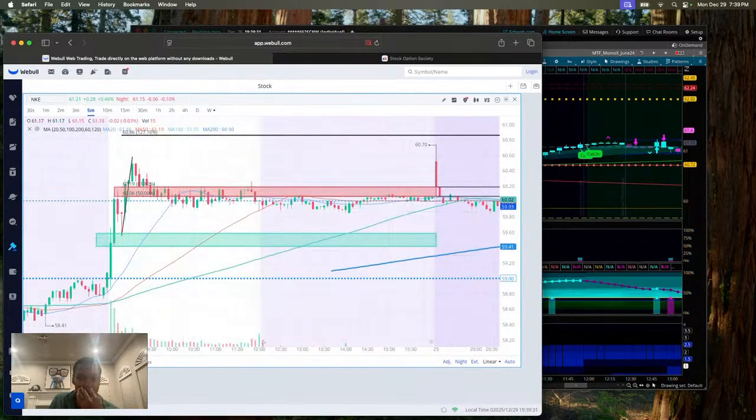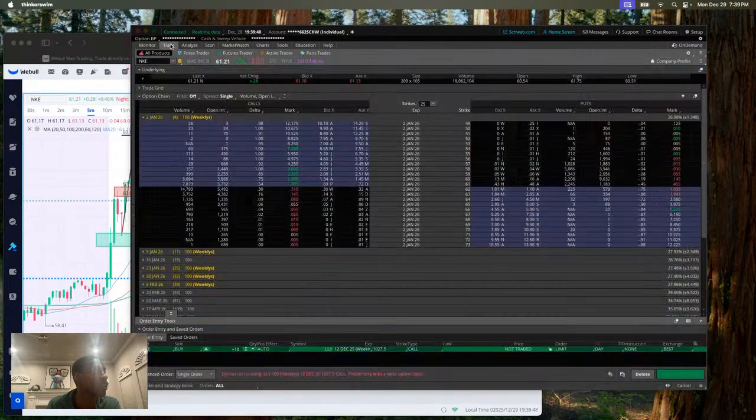Let me put this back on the 5-minute. And yeah, so I just wanted to come on here and show you exactly how I'm able to take a stock and find the expected move. So I take a stock, any stock, it doesn't matter, and I go to trade. I go and look at the expected move for this week.